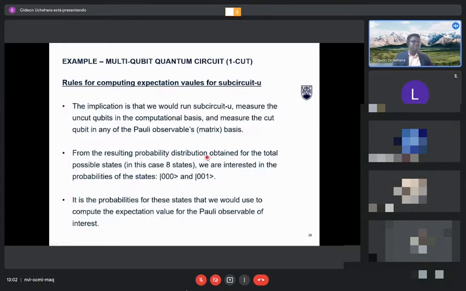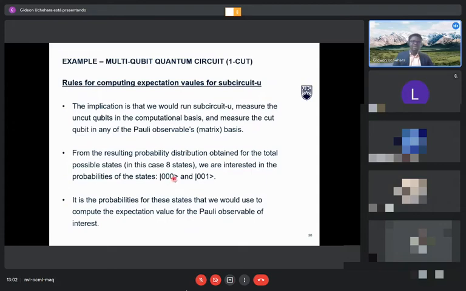So from the resulting probability distribution that we get from measuring that circuit, given the basis that we have chosen to measure for the cut qubit, you're going to have some probability distribution. In this case you're interested in probability. So if I measure that circuit and get the probability outcome for the different states, since there are 3 qubits, we expect to have 8 states.